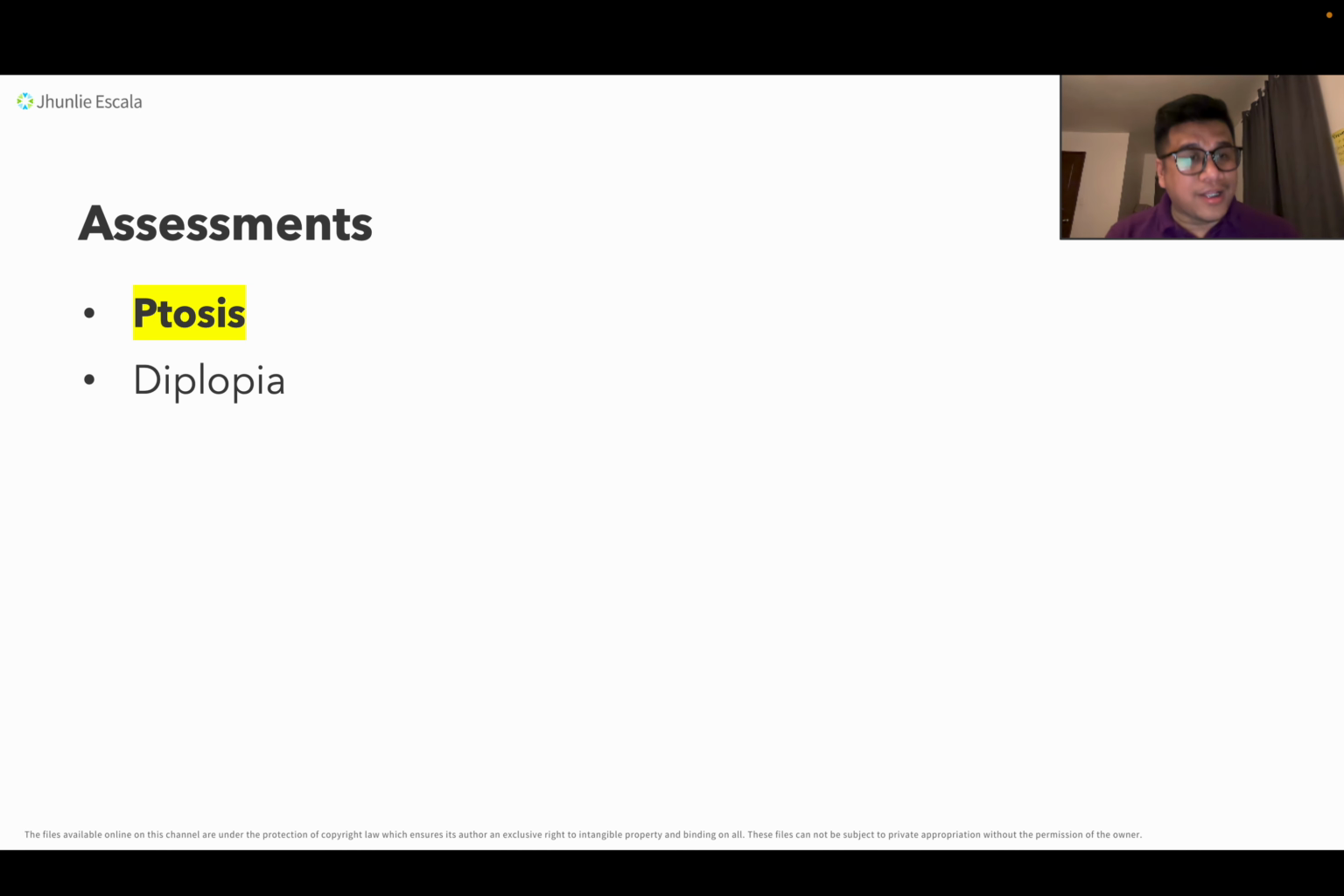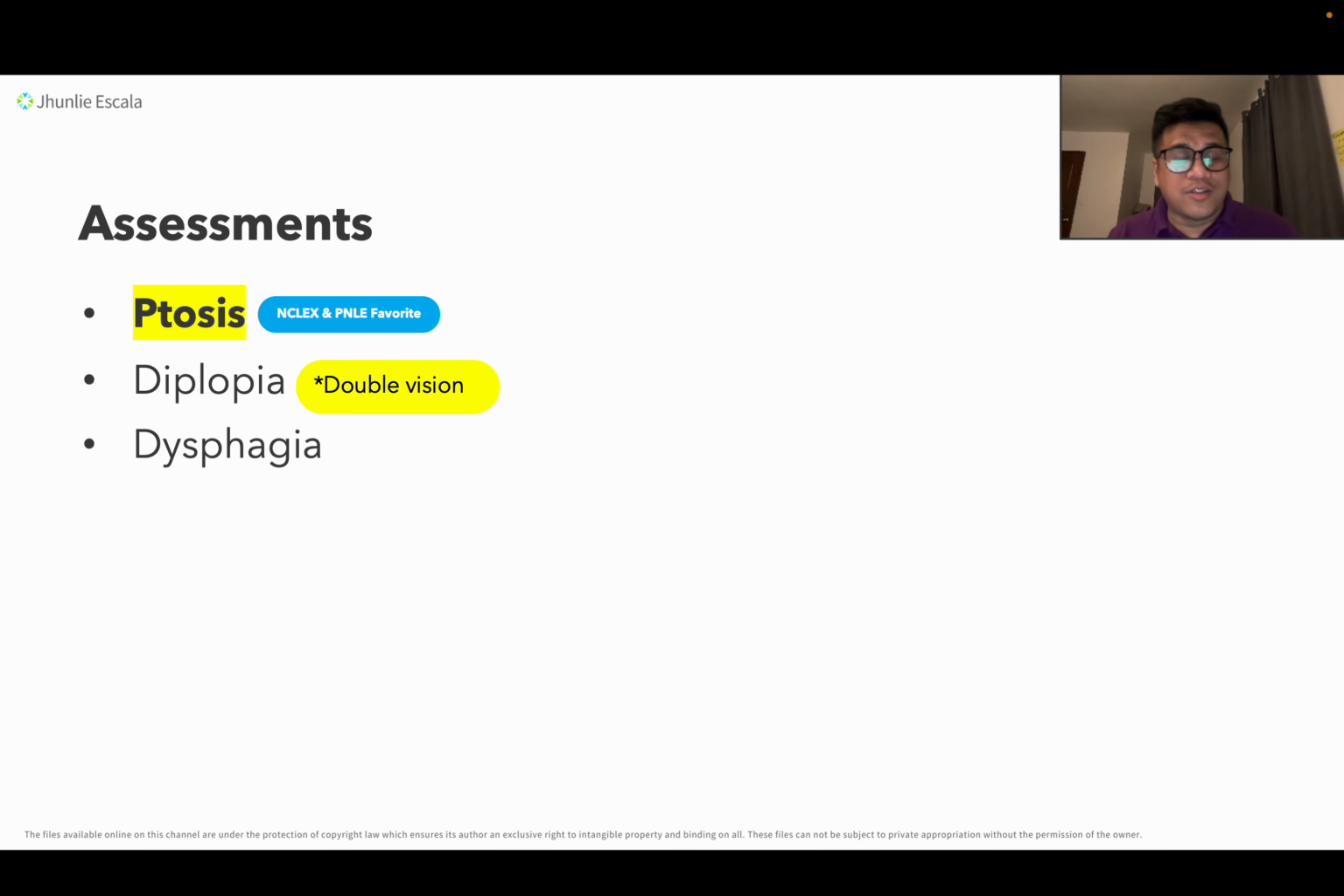Okay. So, nagkakaroon din ng diplopia. Kapatid, kapag sinabi natin diplopia, that's double vision. Okay, and we all know that. Dysphagia, difficulty in swallowing, just like in your Parkinson's. Okay, and remember that this is always being asked in your NCLEX and PNLE. That's an NCLEX and PNLE favorite. Again, diplopia is a double vision, and of course, fatigue.